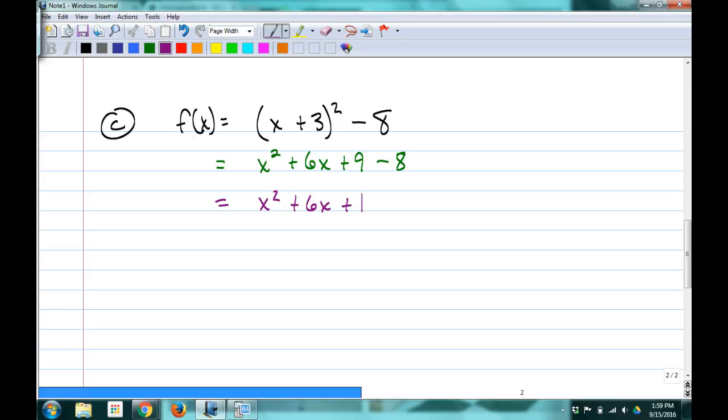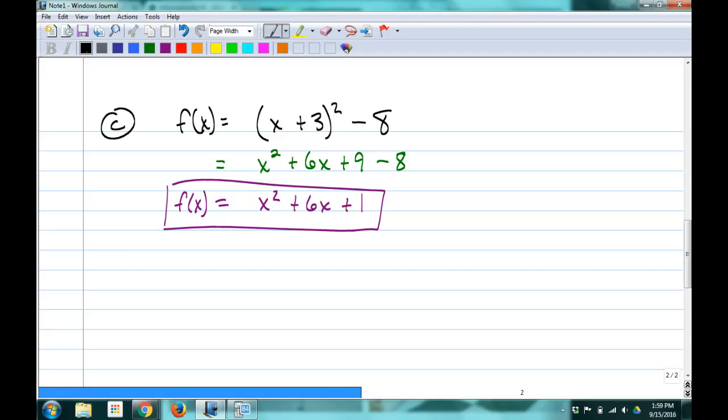I think this is the easier route to go from vertex to standard, it's probably the easiest route. That's why we did it first. I don't know about that. All right, so that's converting from vertex form to standard form.